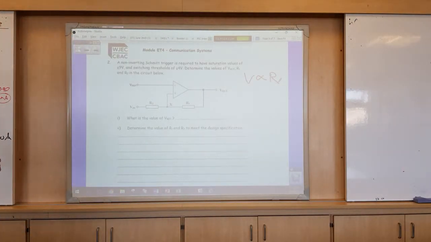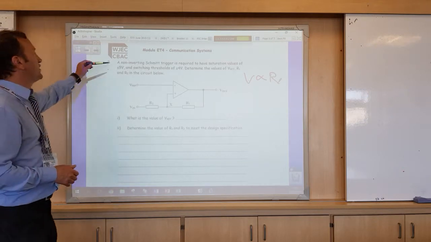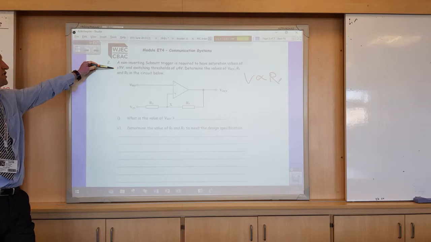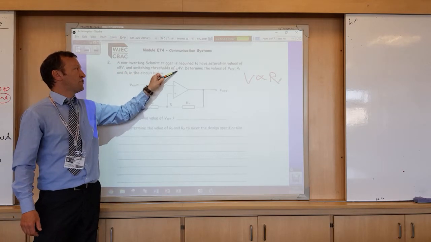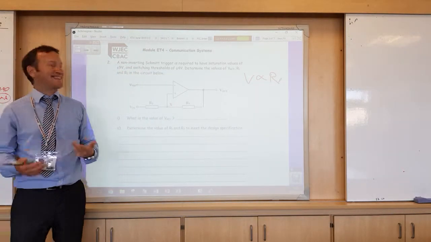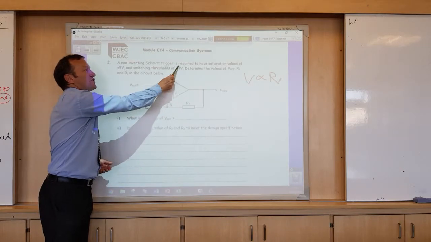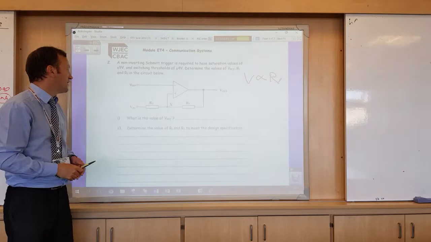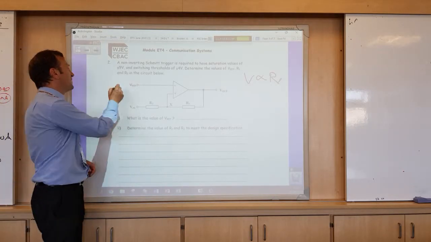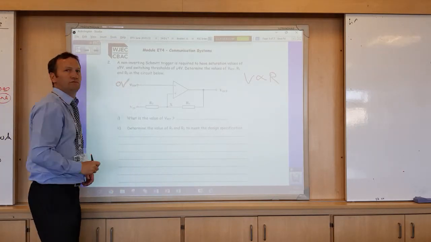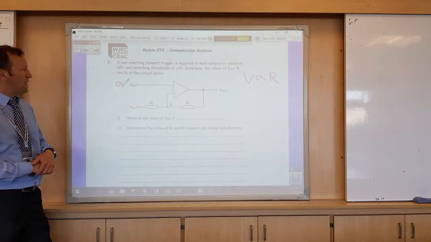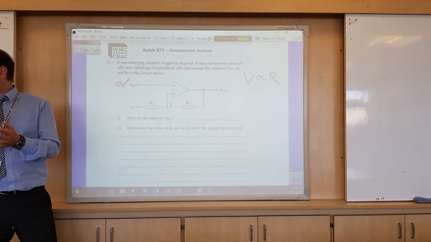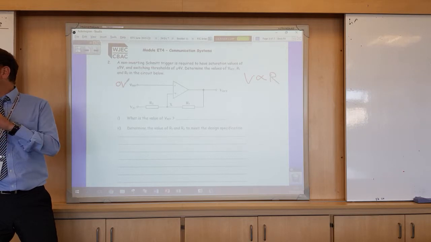So, what's the value of V ref? A non-inverting Schmitt trigger is required to have saturation values of plus or minus 9 volts and switching thresholds of plus or minus 4 volts. So that tells you if the switching thresholds are symmetrical, like that at plus and minus, then V ref must be 0 volts.